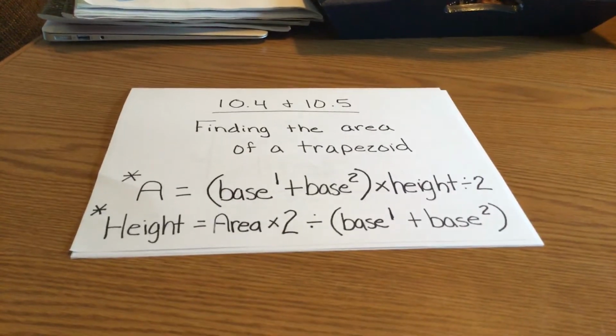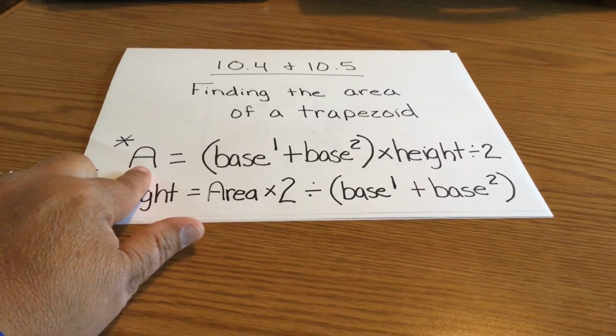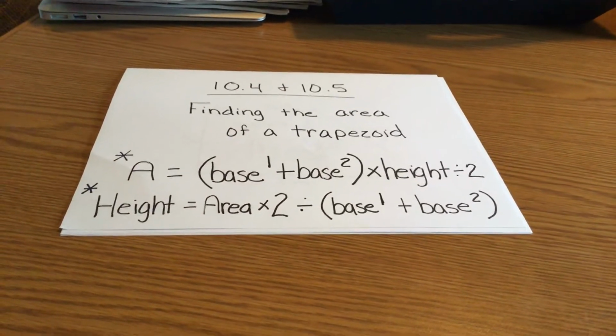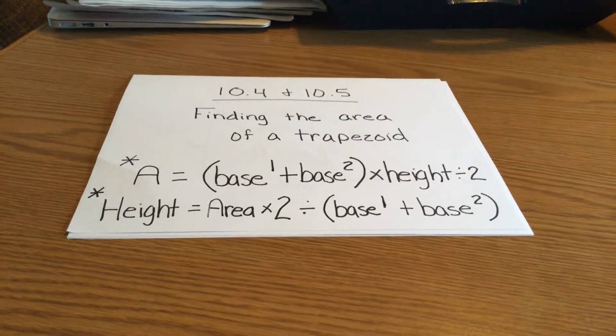There's two formulas you're going to have to know. The first one is: area equals base 1 plus base 2, times height, divided by 2. That's how you're going to find the area of a trapezoid.